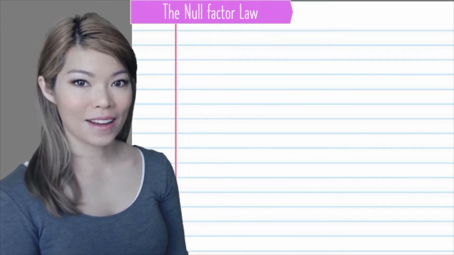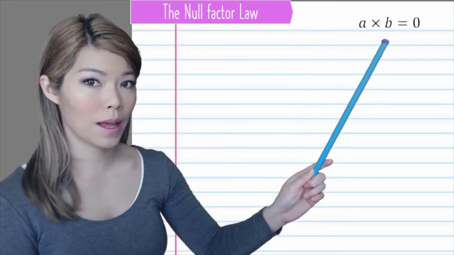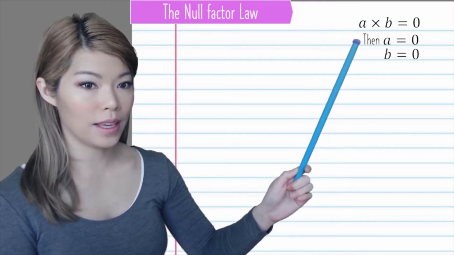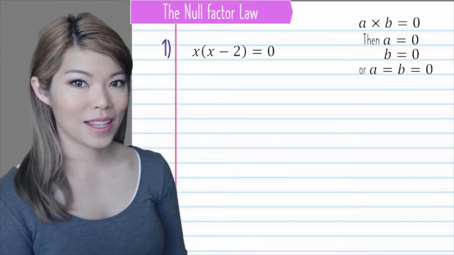What is the null factor law? The null factor law states that if you have two numbers and you multiply them and it gives you 0, then one of the numbers, either A or B, should be 0, or they're both zeros. Let's use that to solve for x.